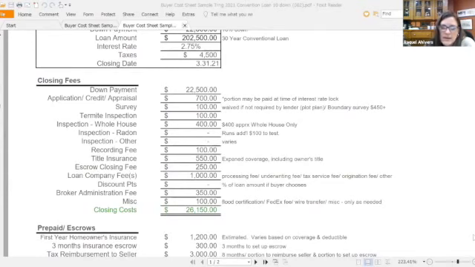I separate out my escrow closing fee. The title company is going to charge you an escrow closing fee to do the closing. The lender is also going to charge a closing fee, which is usually about $250.